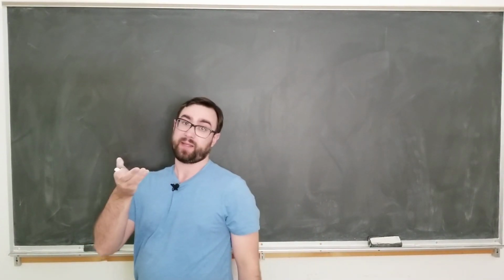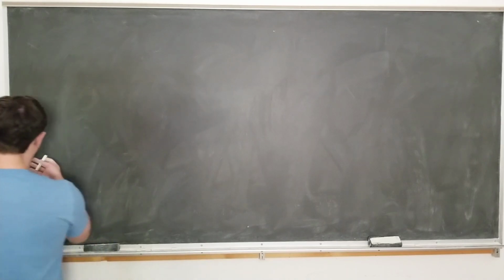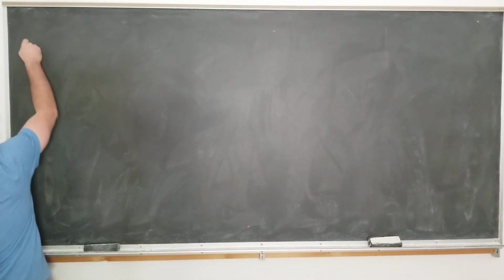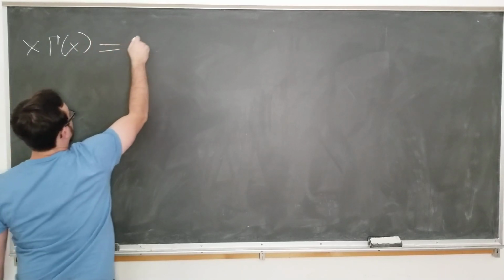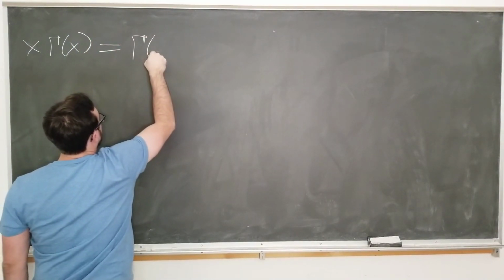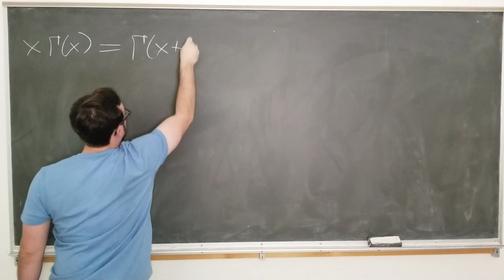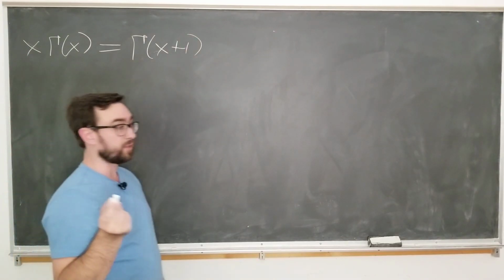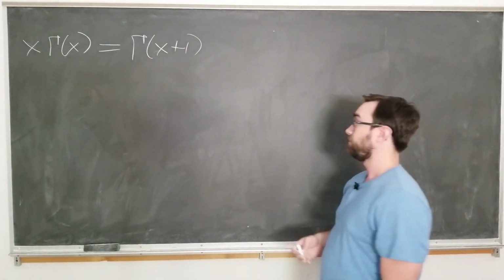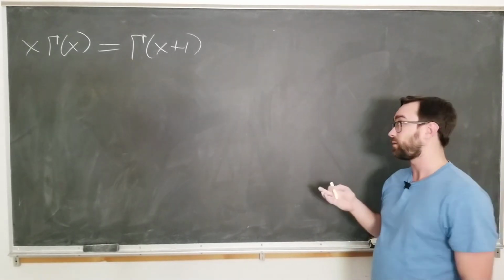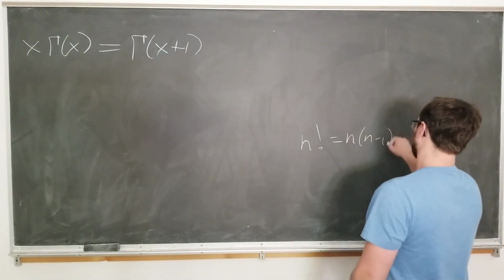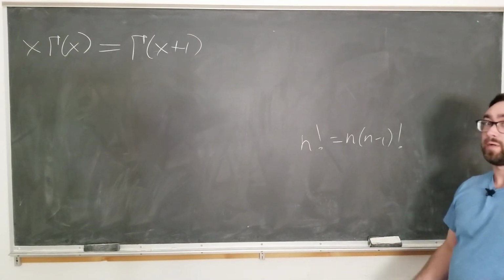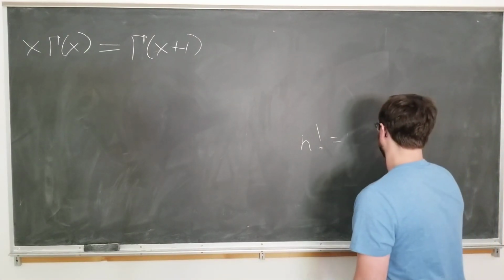I do. I like gamma functions. We know this identity is true: x times gamma of x is gamma of x plus 1. Very important. It's a generalization of the factorial, of course. n factorial is equal to n times n minus 1 factorial. I don't need to bore you with the details about the properties of the gamma function.